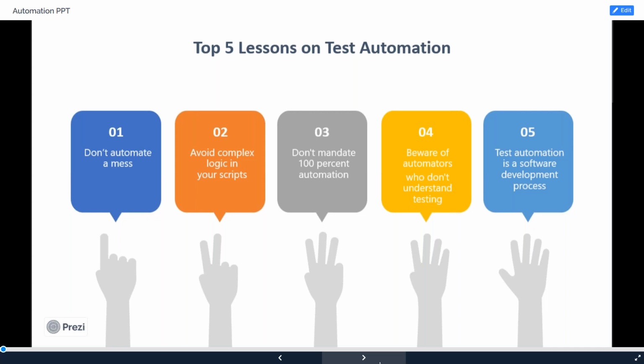Why should you never create a mess? We should not become an automation engineer who doesn't understand the basic idea of testing, the basic methodologies of testing. You should have an understanding of what agile methodology is, what a scrum is, and what activities are going on in the current sprint. Because if you don't have the idea of what is happening, you can never understand it.